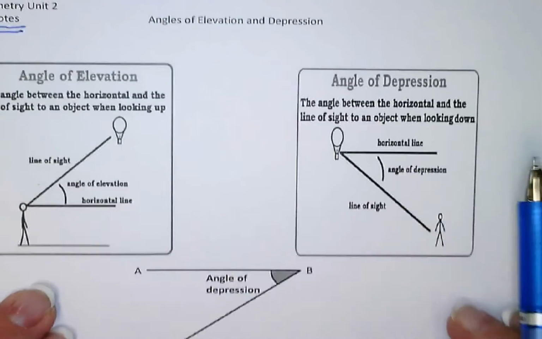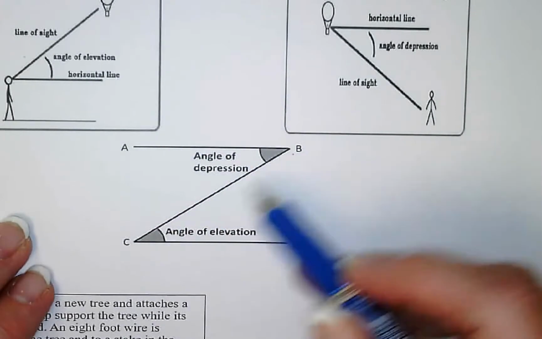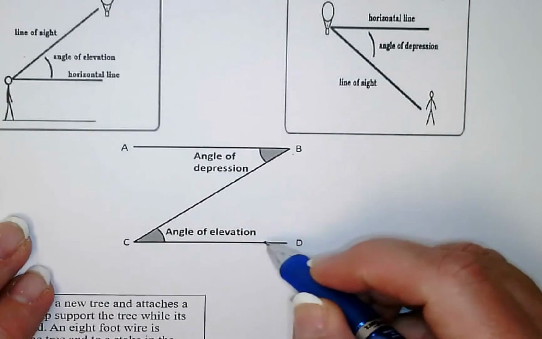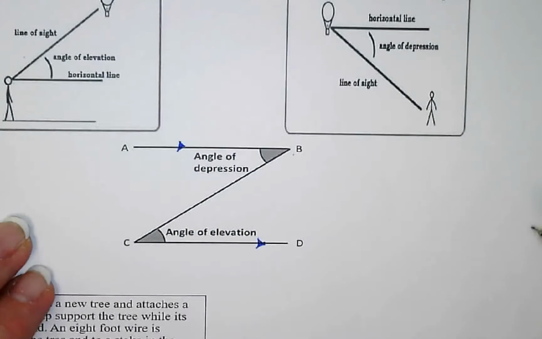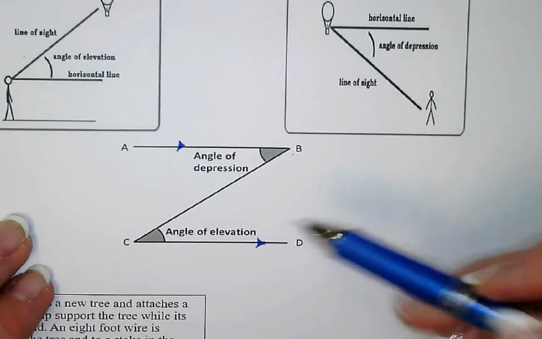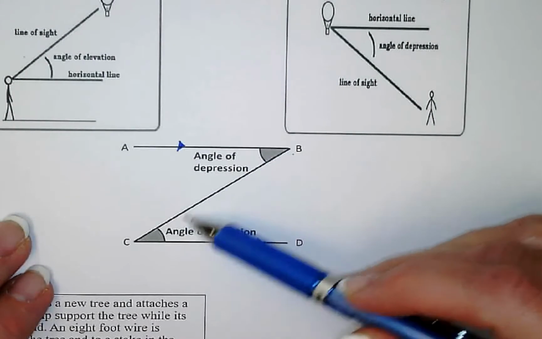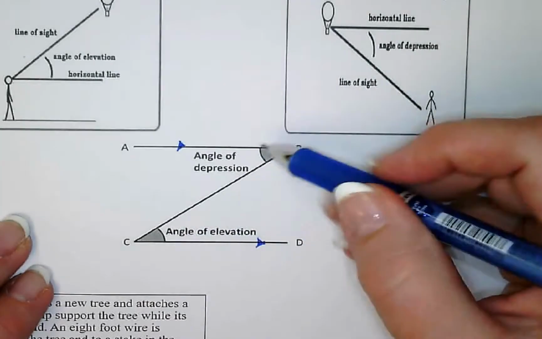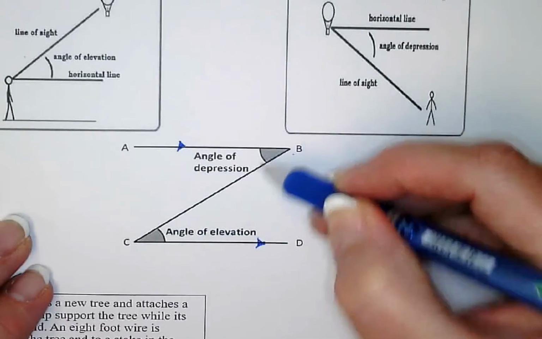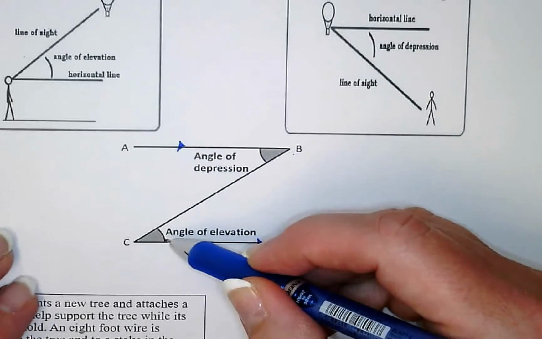So when I look at those two combined, you can see here in the middle, these are the horizontal lines, AB and CD. Horizontal lines are going to be parallel to each other. If you remember back with our work with parallel lines, we had these two angles here that would be alternate interior. They will be equal to each other, so the angle of depression and the angle of elevation will always be exactly the same. Okay, so let's see how this is used.